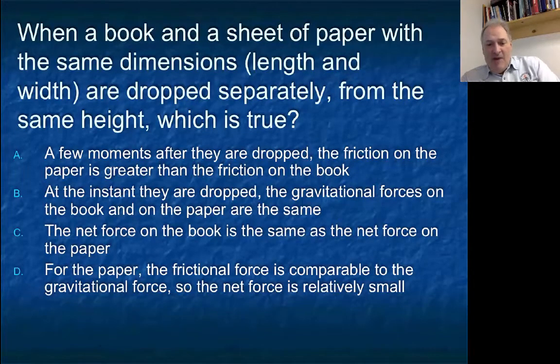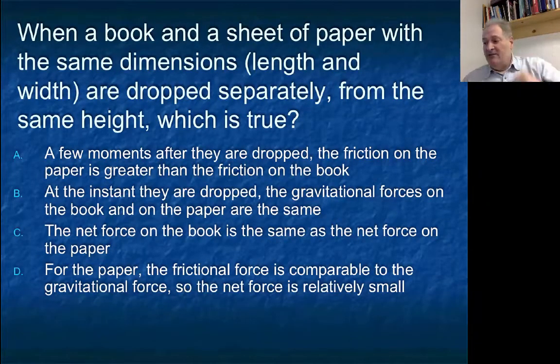D. For the paper, the frictional force is comparable to the gravitational force, so the net force is relatively small. And of course we've eliminated A, B, and C, so D must be the correct answer. But let's think about why it is. D is correct. The frictional force is comparable to the gravitational force.